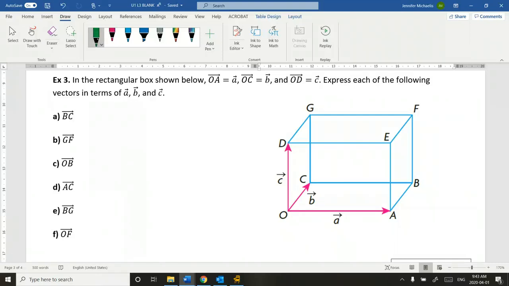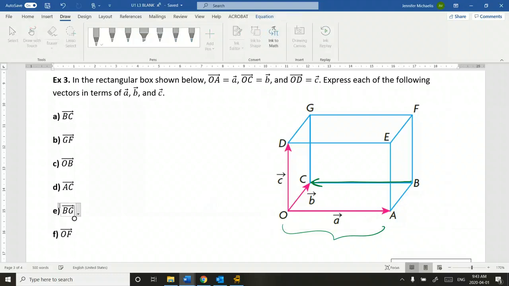Okay, so here we have the vector BC. And remember, this is the vector that starts at B and ends at C. So it's going in this direction. If we find an equivalent vector, which is actually this side here, we know if this is a rectangular box, the opposite sides are equal and parallel. BC is actually going in the opposite direction of OA. So this must be equal to vector A, but in the opposite direction.